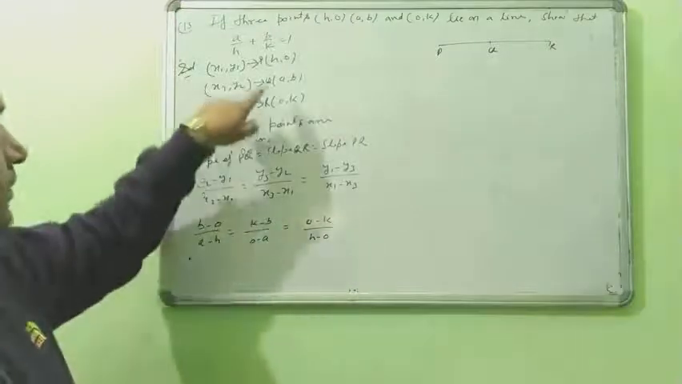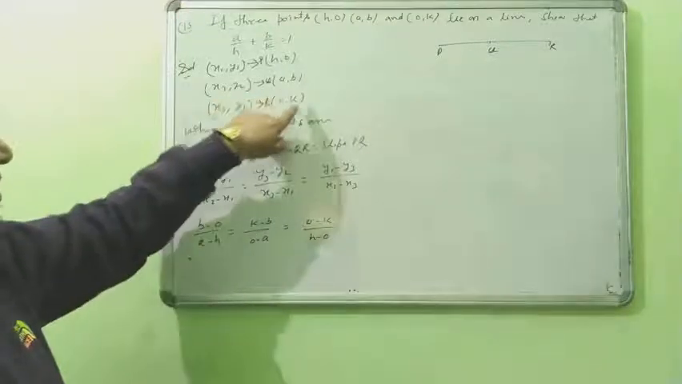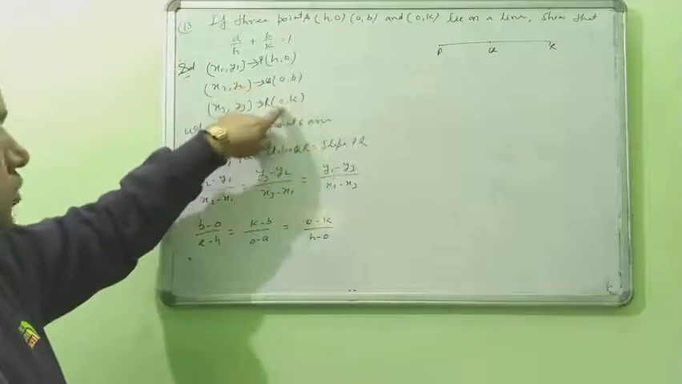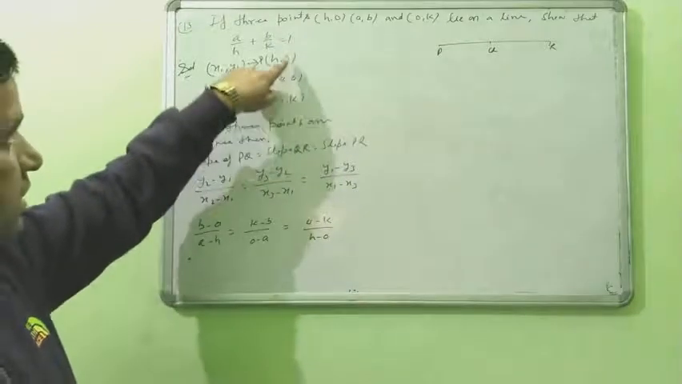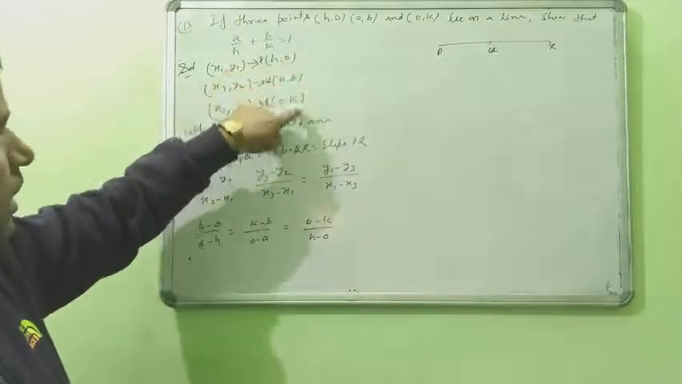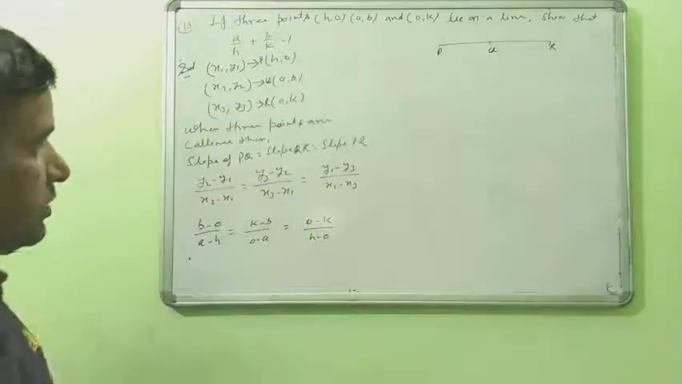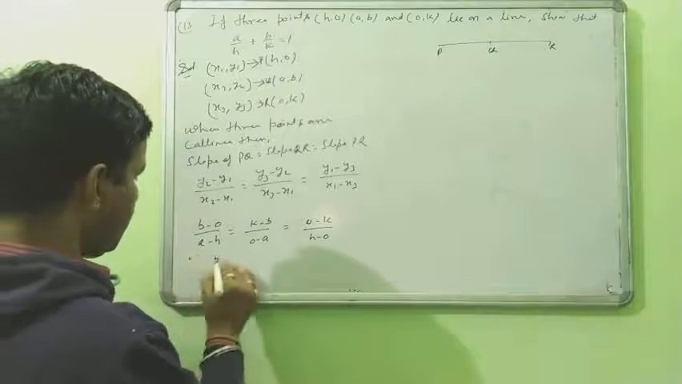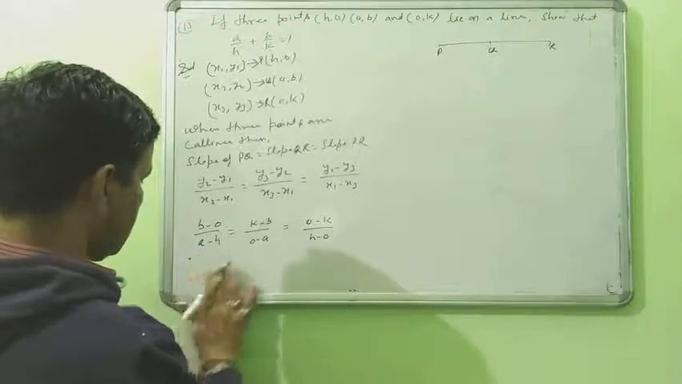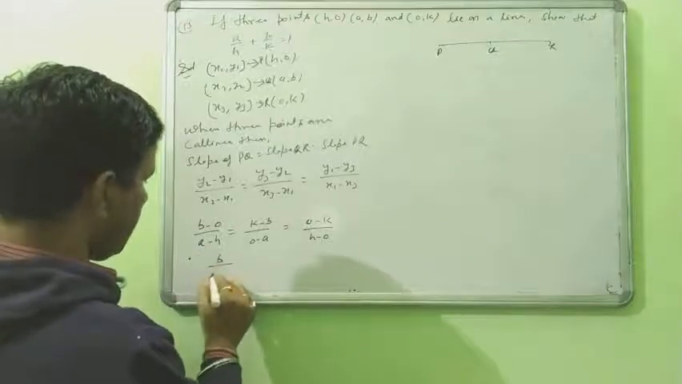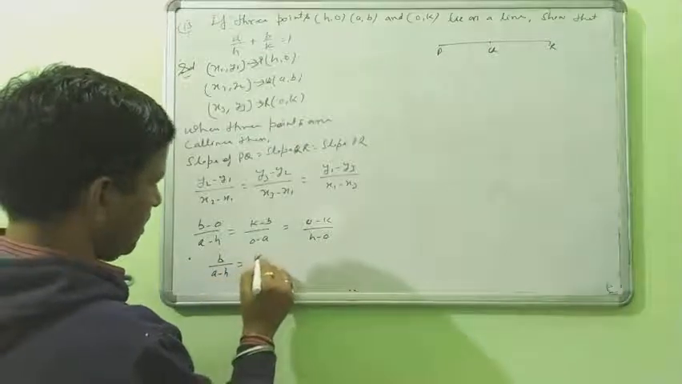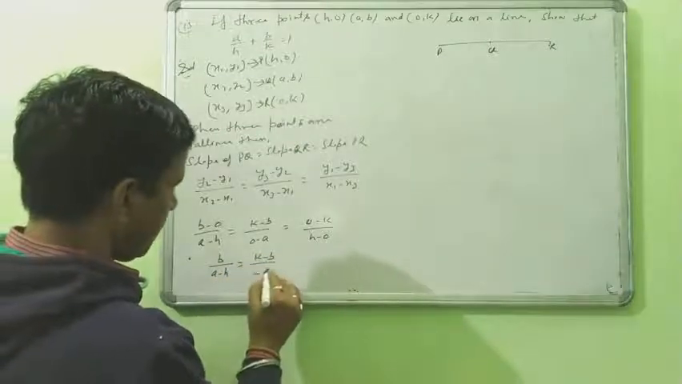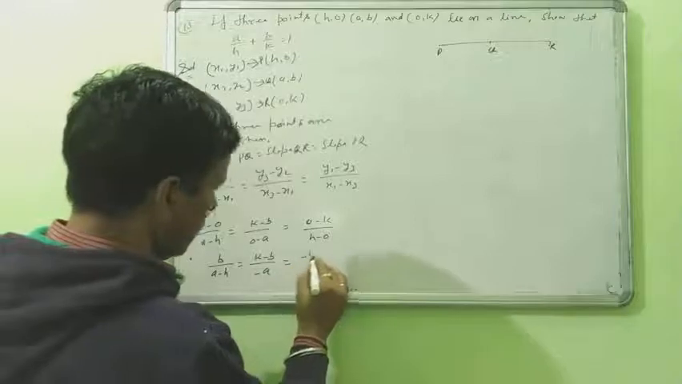And second here, y3 minus y2, k minus b, and 0 minus a. Next, 0 minus k and h minus 0. So now taking the first two terms, you can solve here: b upon a minus h equal to k minus b upon minus a, equal to minus k upon h.